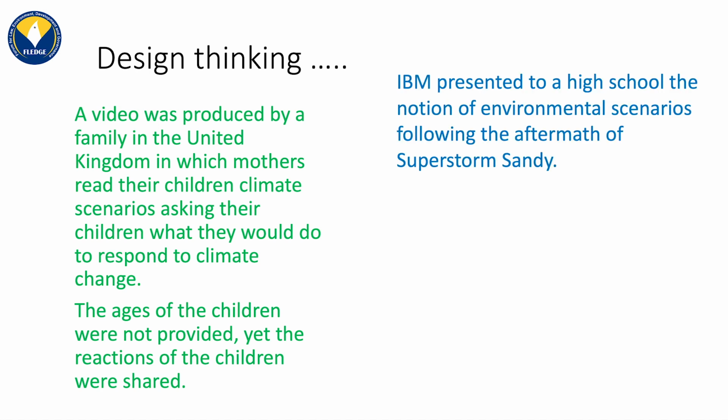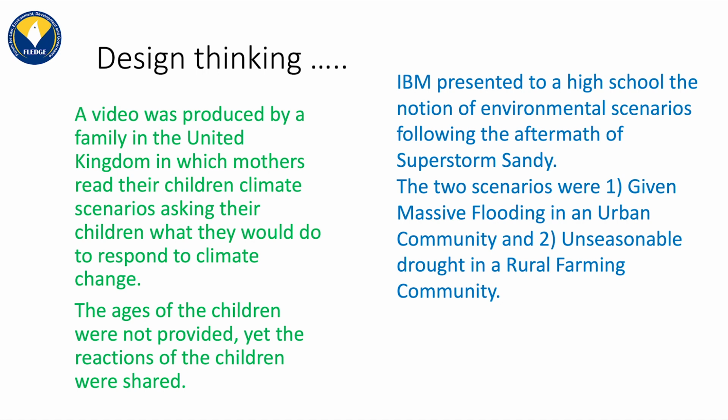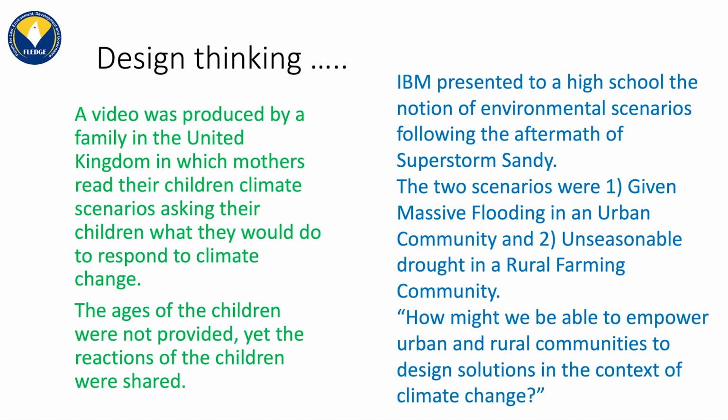The second one was that IBM presented to a high school the notion of environmental security and scenario following the aftermath of superstorm Sandy. And what they did, again using design thinking as a base, was give two scenarios: a massive flooding in an urban community and an unseasonal drought in a rural farming community. The question they asked was, how might we deal with some of these challenges using design solutions in the context of climate change?